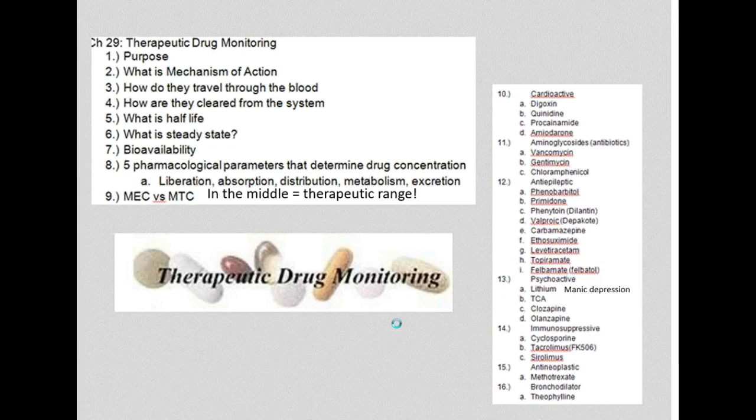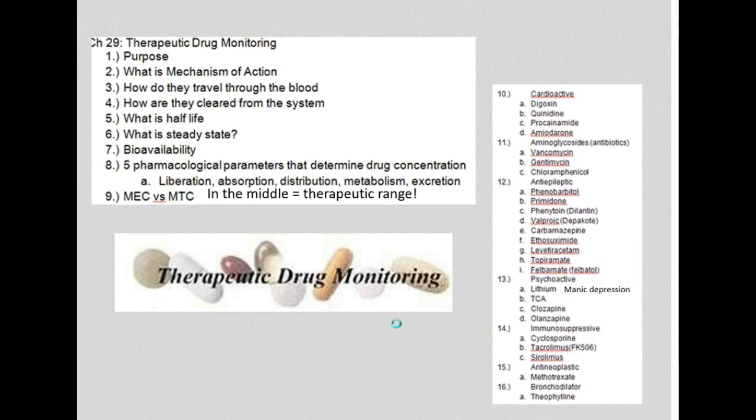Know what the mechanism of action means, the site where the drug works. They travel through the blood bound to proteins such as albumin. They're cleared from your system via the liver and the kidneys. Okay? Remember how important the liver is for metabolizing drugs. And the half-life. Half-life is pretty important. We need to know the half-life of a drug so we know when to give the next dose.